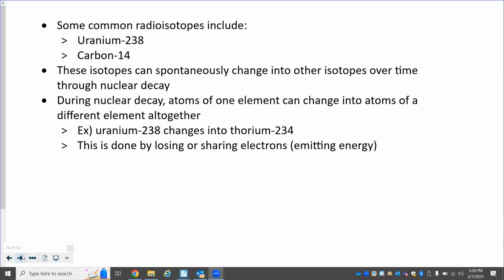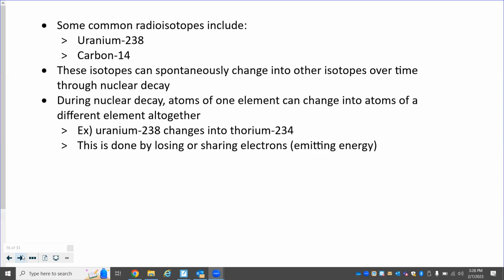Some common radioisotopes, and we have these around us on a daily basis. But some common ones that you may have been exposed to before: uranium-238. That's what is used in some of our nuclear power plants. They use it in warheads, things like that. One that you've probably heard of before is carbon-14. That was used for the radiocarbon dating in biology.